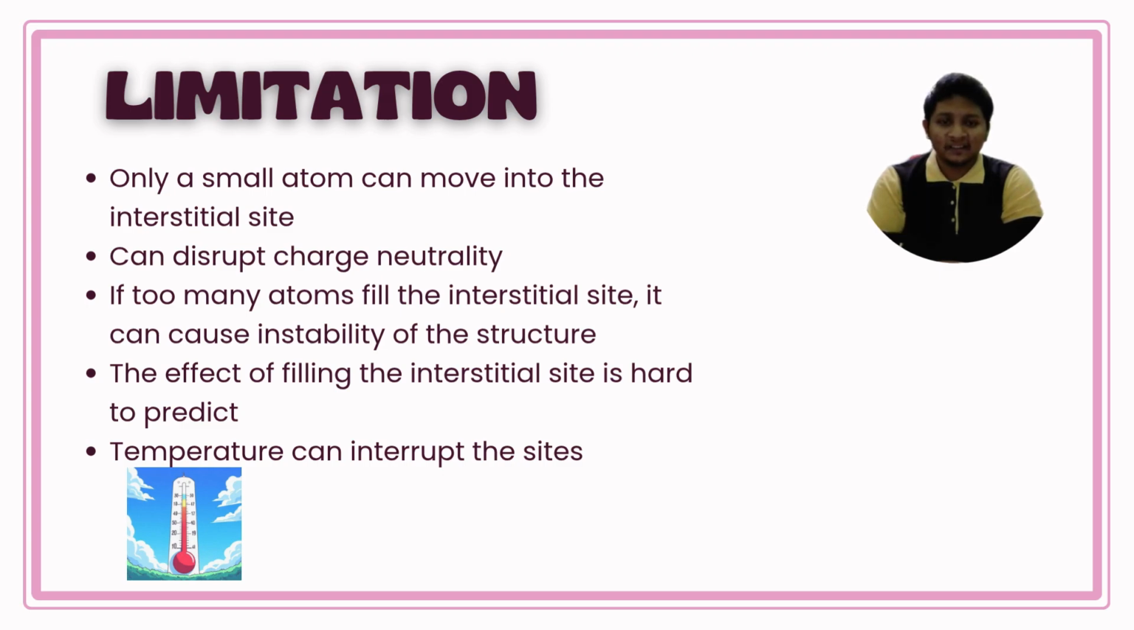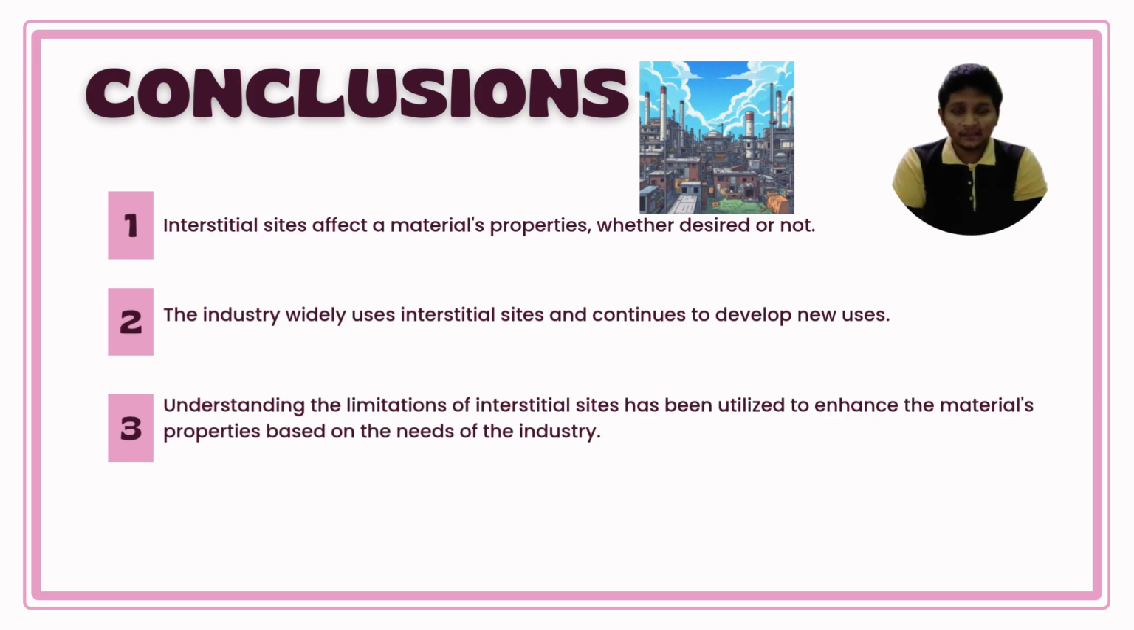Limitations of interstitial sites. First, only a small atom, such as a cation, can move into the interstitial site. Second, it can disrupt charge neutrality due to the presence of impurities in the site. Third, if too many atoms fill the interstitial site, it can cause instability of the structure. Fourth, the effect of filling the interstitial site is hard to predict. And finally, temperature can interrupt the sites, as it can excite the atoms in the site to move out from it.